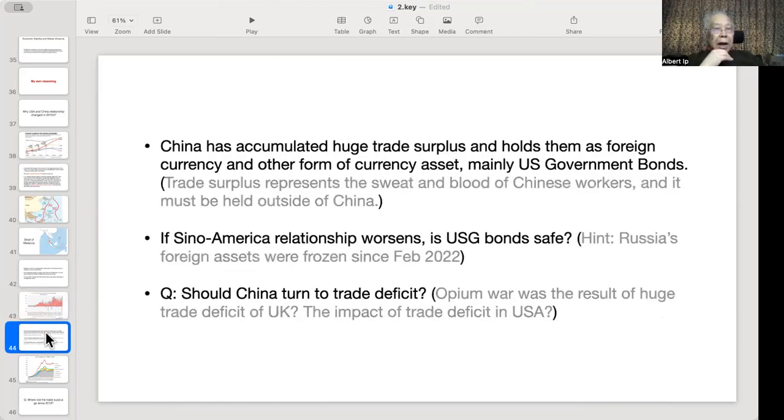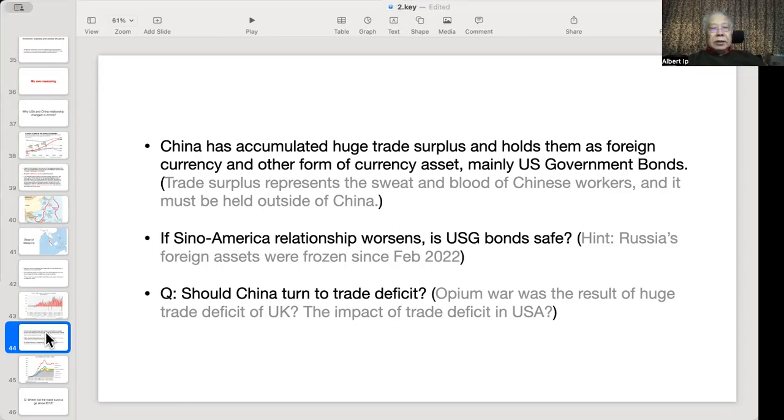Traditionally, that money is parked into the US government bonds. So China has been buying and buying and buying of the US government treasuries. But we must remember, in trade, the product that sells represents a value add through the sweat and blood of the Chinese workers.